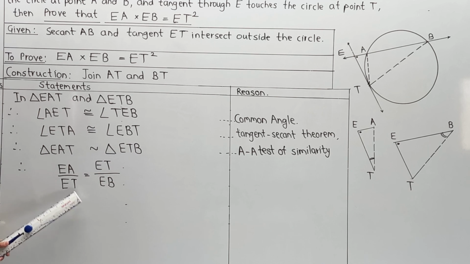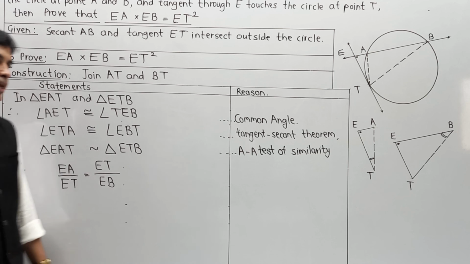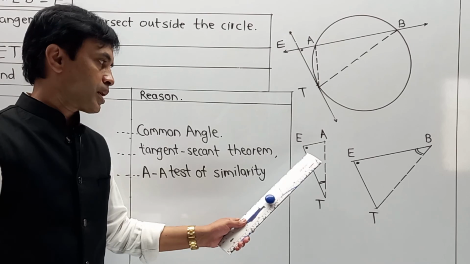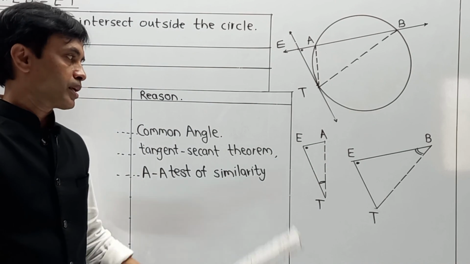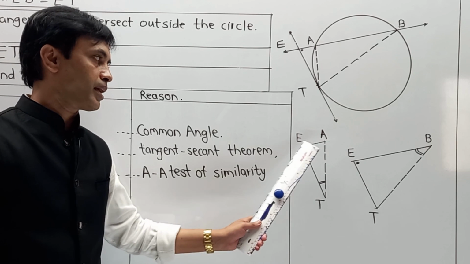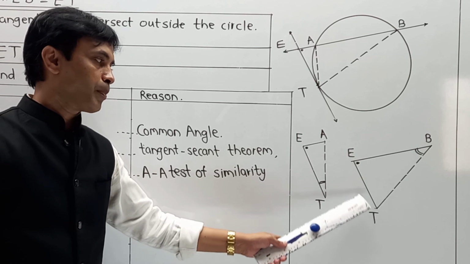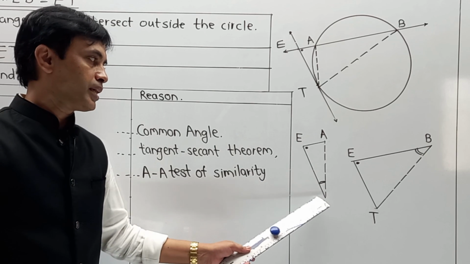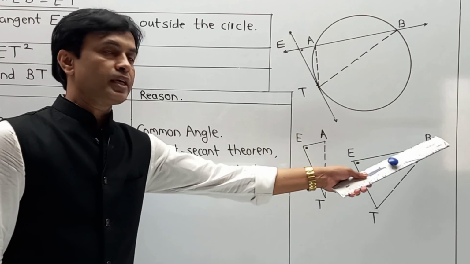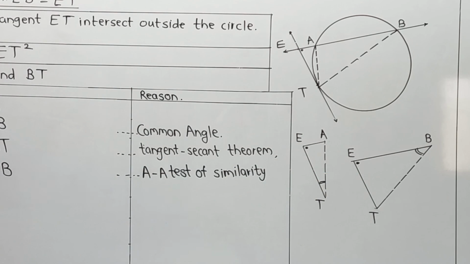If you observe the same part from that structure, then pay attention. Here first is EA upon ET. Next we have written ET upon EB, and in this way we are coming to the last stage.